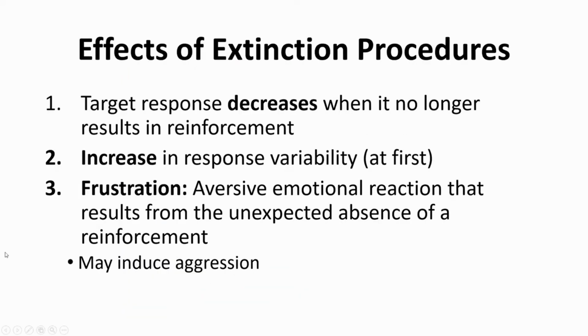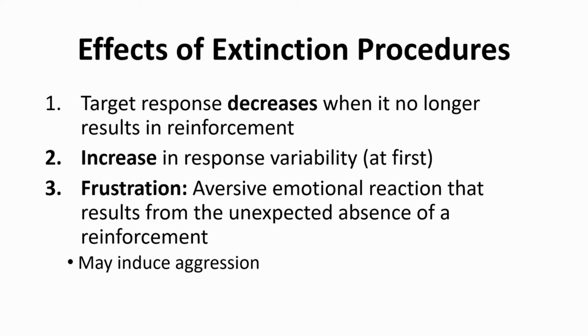We do have a third effect that we might see, and this is the idea of frustration. So this is an aversive emotional reaction that results from the unexpected absence of a reinforcer. So this might induce aggression. In a very anthropomorphic view, this would be the idea of a rat expected to be getting food, and when they don't get food, they get mad about it, and they might lash out. So we can see frustration in terms of aggressive responses, and these responses can be fairly intense.